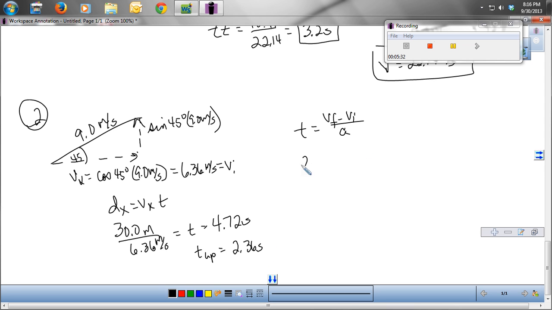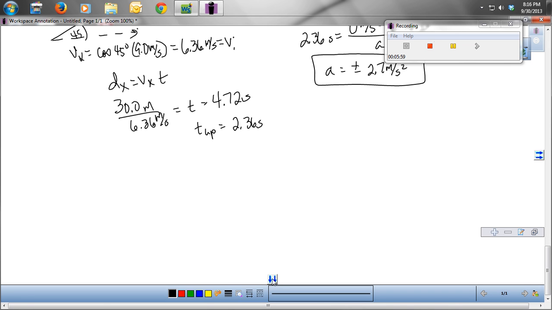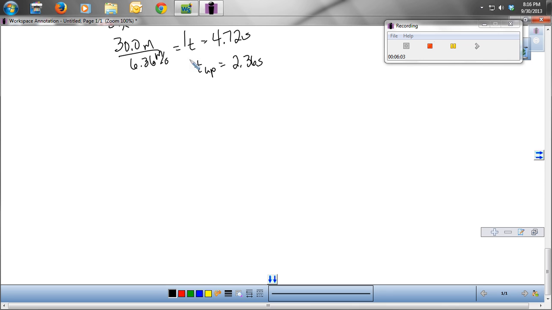So now I can say, well, 2.36 seconds is equal to 0 minus my Vi, which was 6.36, over my A. My A was what I was looking for. So when I solved that, I got my A to be a negative 2.7. So I'm going to say plus or minus because it depends on whether I'm talking up or down. Meters per second squared. So there's my acceleration on my planet. And I think that's, oh, they wanted to know how long is the football in the air. Well, we already got that right there.